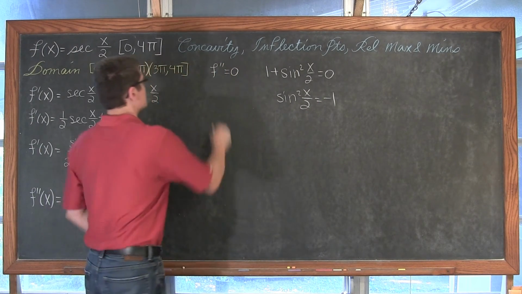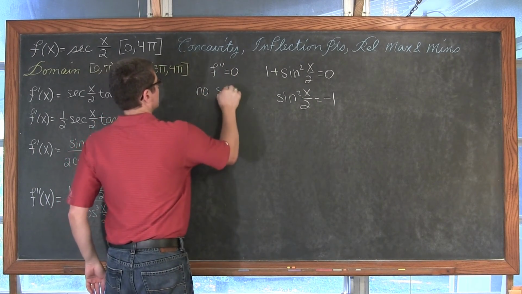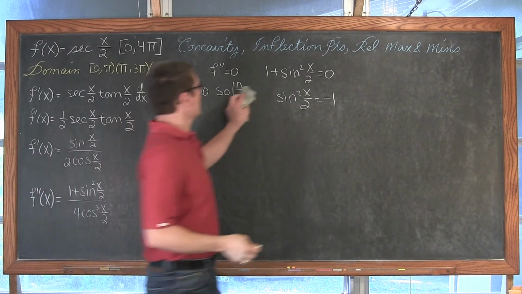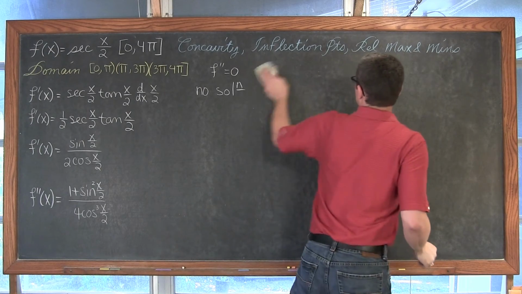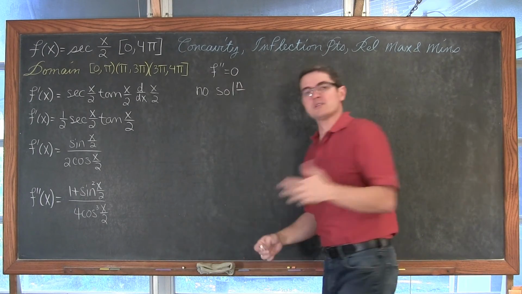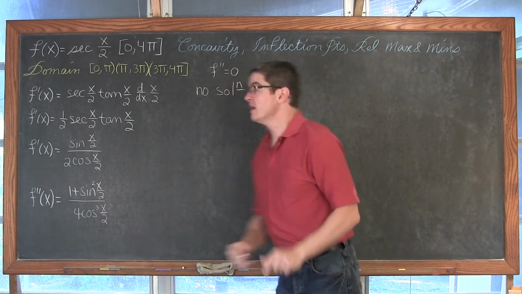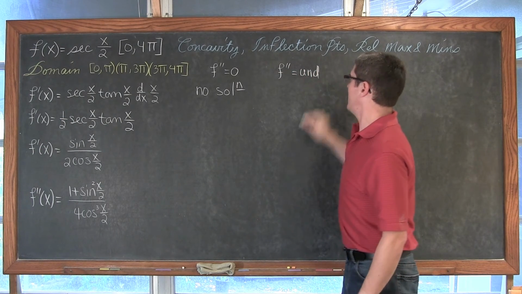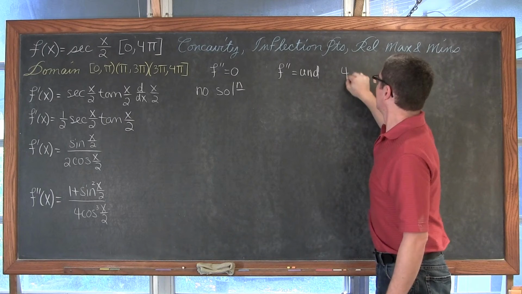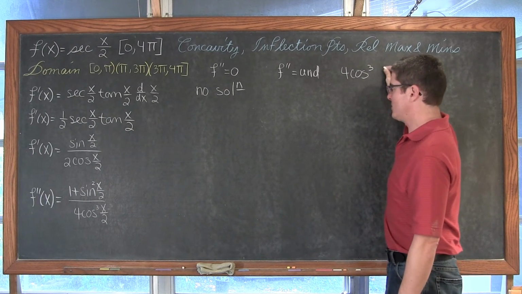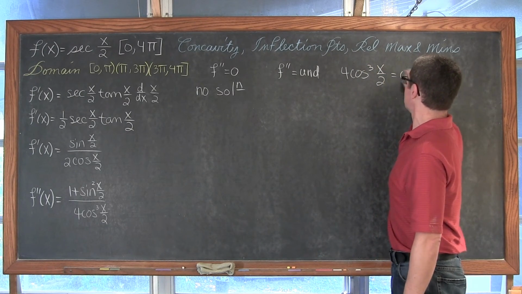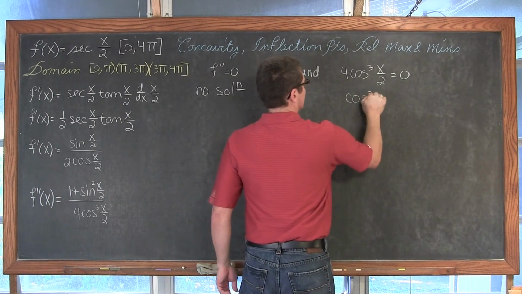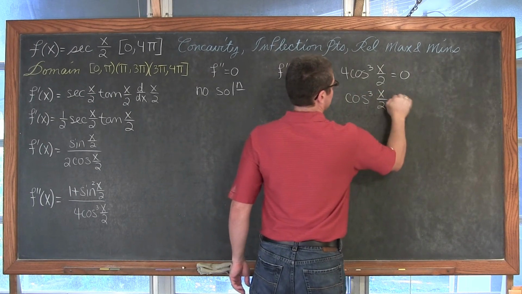So there's no solution to where the second derivative is equal to 0. So let's turn our attention to where the second derivative is undefined, the denominator. So f double prime is equal to undefined. Well, we're going to set 4 cosine cubed of x over 2 equal to 0. Divide both sides by 4 and get cosine cubed x over 2 is equal to 0.